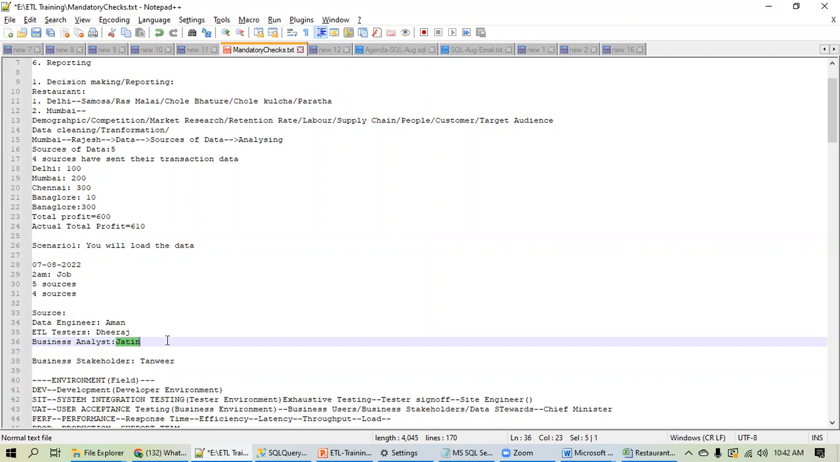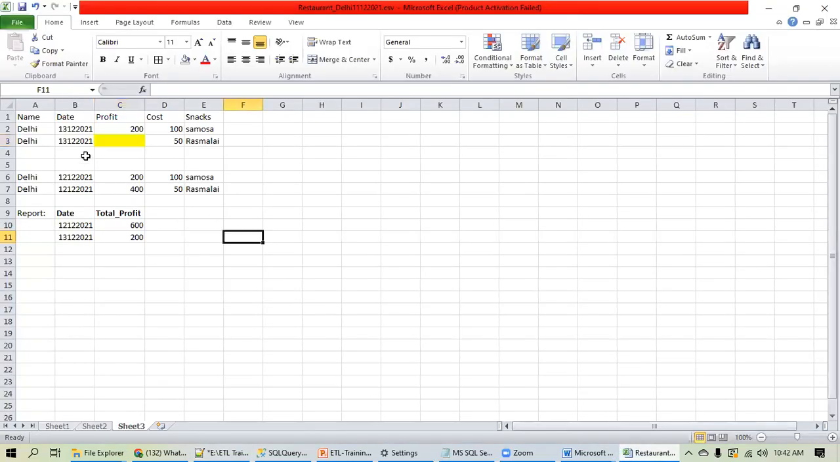So what mistake has been made here by Jatin? Before publishing that report to the business stakeholder, Jatin should have done this analysis on his own. If Jatin had done this analysis, he would have seen that on the 12th it was 600 and on the 13th it is 200.